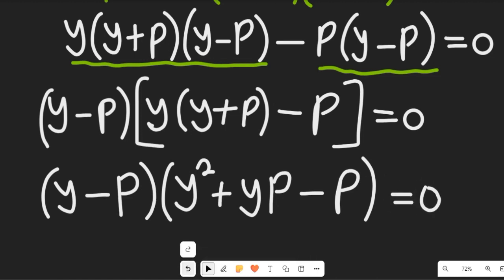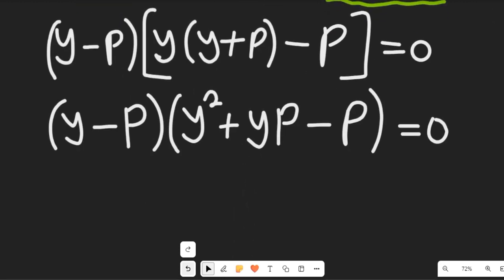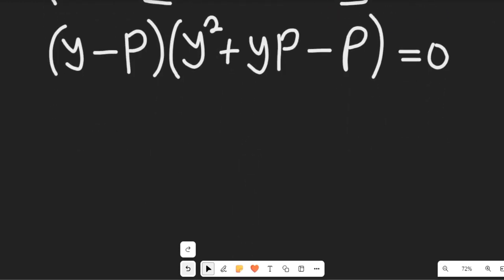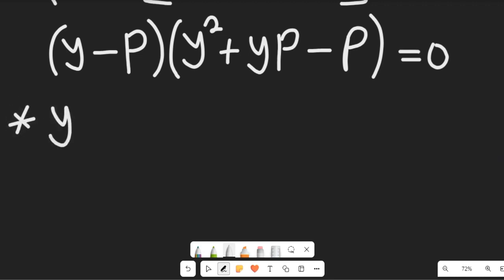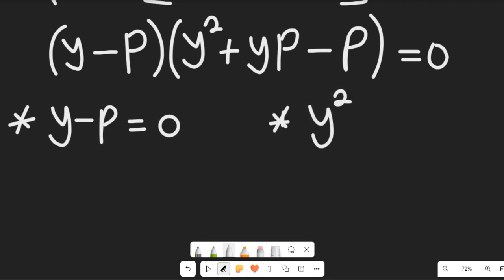So with that expression, we can have this become the product of two factors. In the first case, we'll have y minus p to be equal to 0. And in the second case, we can have y squared plus yp minus p to be equal to 0.